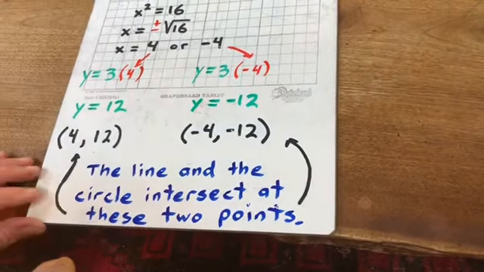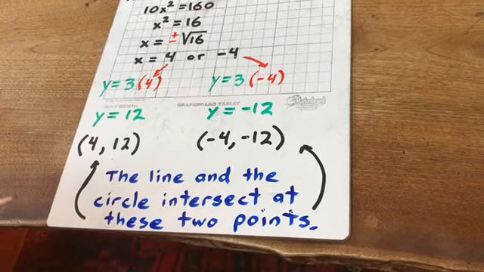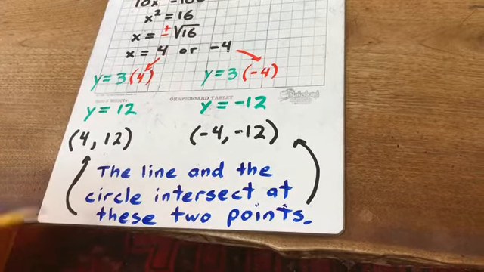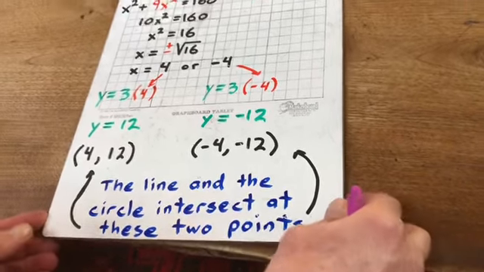So what have you found? You found the points of intersection where the line would cross through the circle. That's the kind of stuff on your quiz.